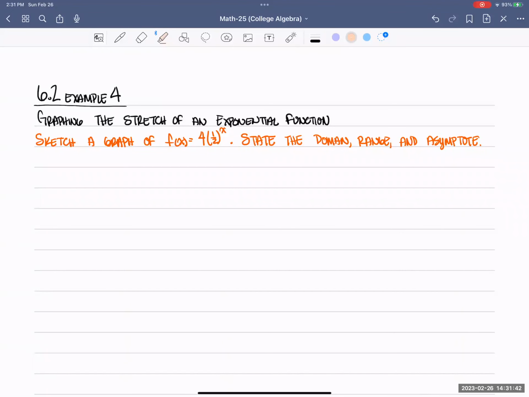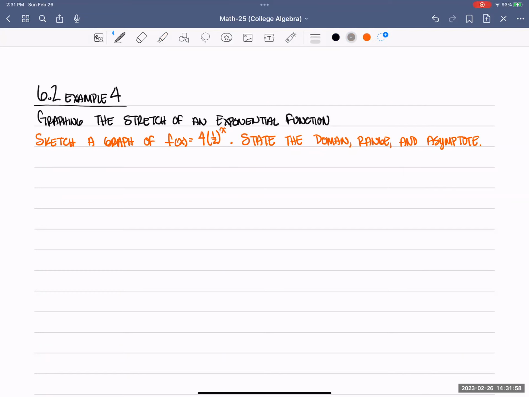Section 6.2, example 4, graphing the stretch of an exponential function. Sketch the graph of f of x is equal to 4 times (1/2)^x. State the domain, range, and asymptote.